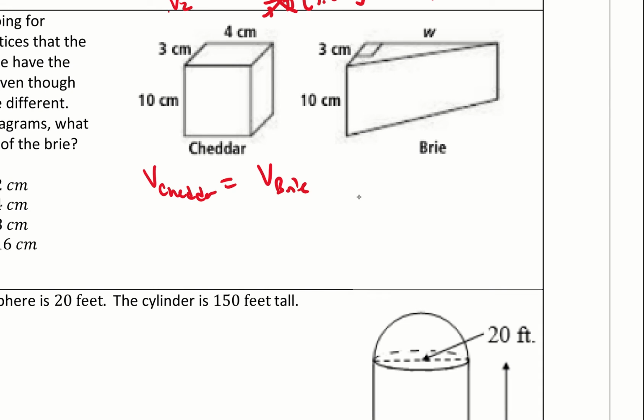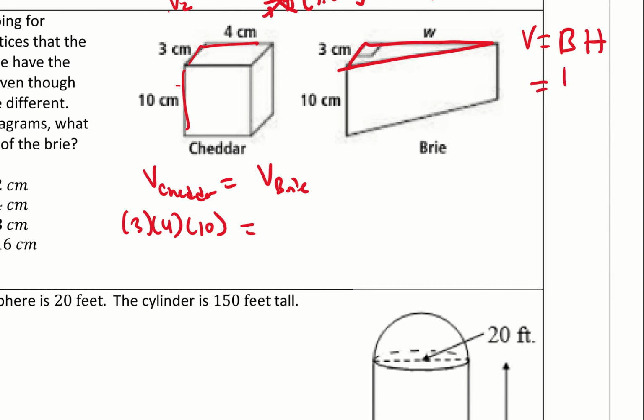And so the volume of the cheddar is 3 times 4 times 10, sorry, not 1. And the volume of this other cheese, this is a triangular prism. Remember that the volume of a prism is capital B times capital H, where capital B is the base area. The base area for a triangle is 1/2 little b little h, 1/2 base times height. This is the base and this is the height, or vice versa. And then the capital H for the prism is 10.